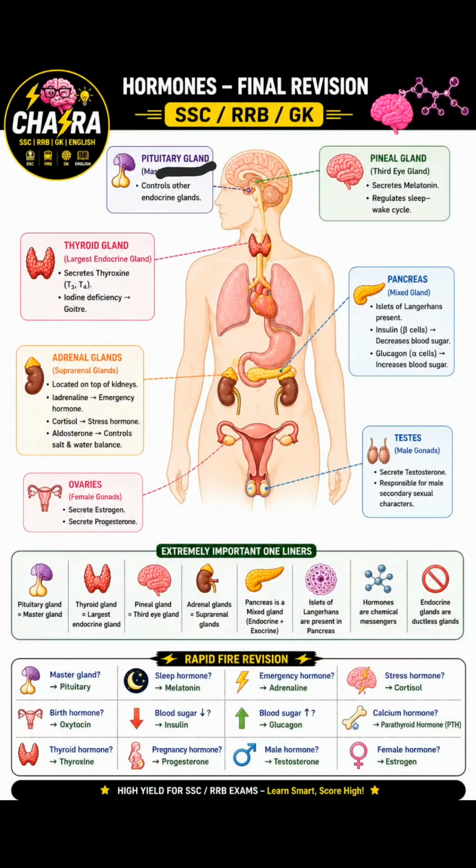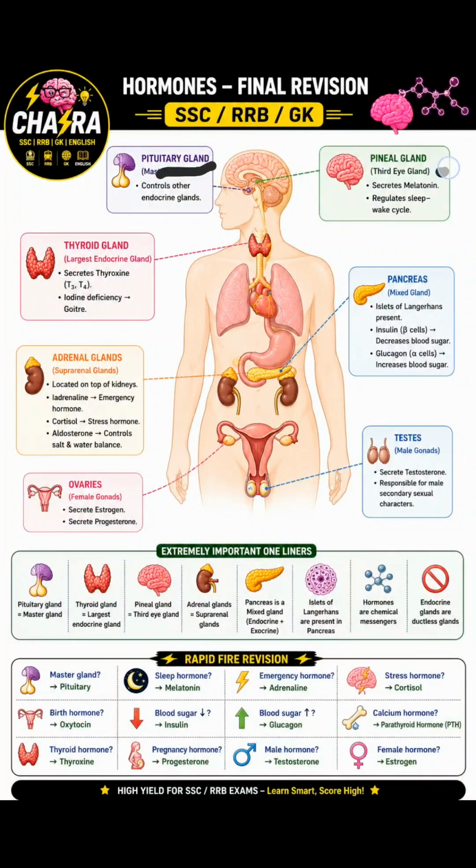So these are also important bits. In childhood, deficiency of growth hormone causes dwarfism. Excess of growth hormone causes gigantism. In adults, excess of this causes acromegaly. It's a disorder.